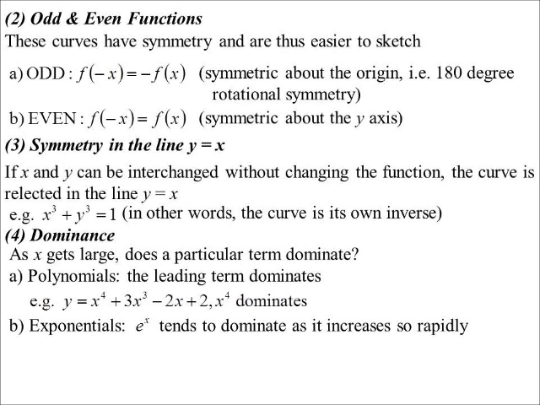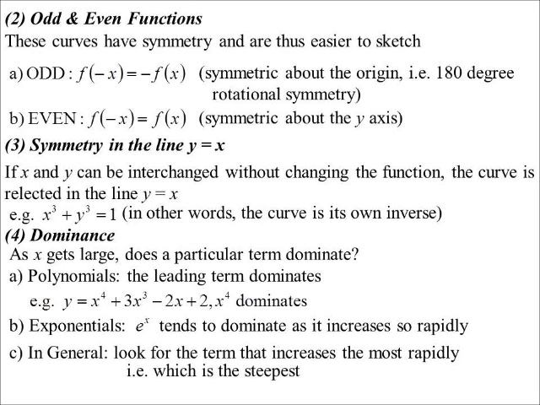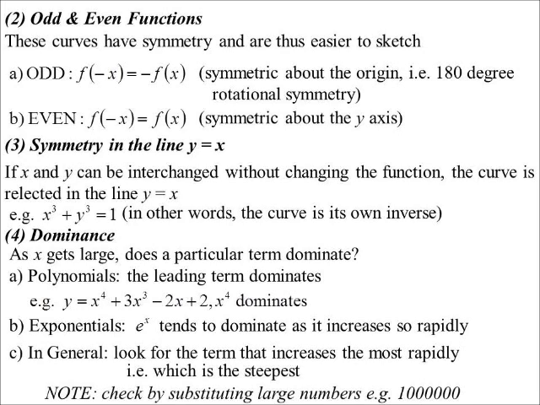Exponentials will dominate pretty much everything, because your exponential starts off shallow, but it gets steep really, really quickly, depending on what the base is. But it's probably going to dominate everything. So in general, as I say, look for the one that gets steepest the quickest. And of course, if you're ever unsure, simply substituting big numbers in will tell you what's happening out at infinity. So you might start off substituting 1,000, get an idea for what it's doing, then 10,000, and see, is it getting bigger, is it going towards 0, or maybe some other number.